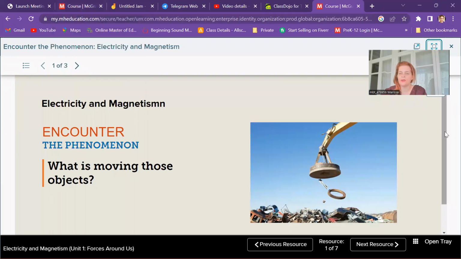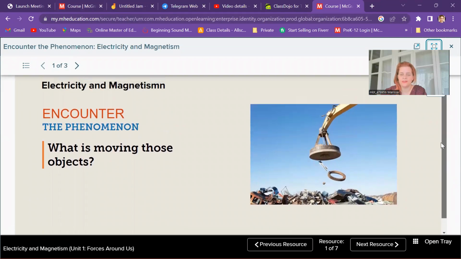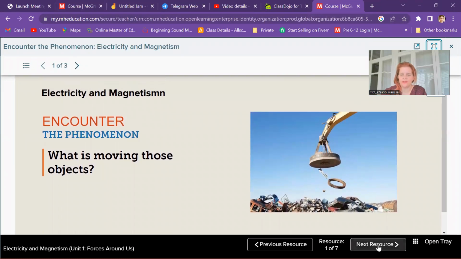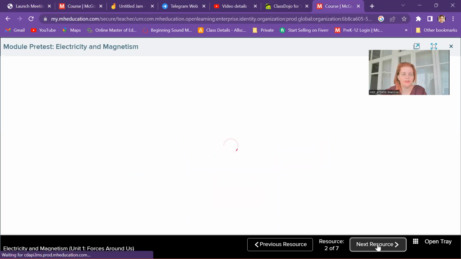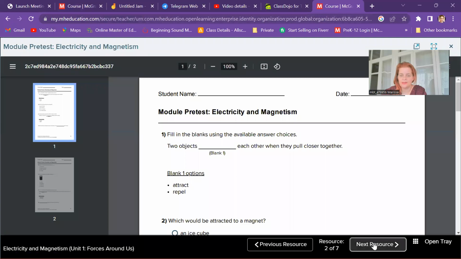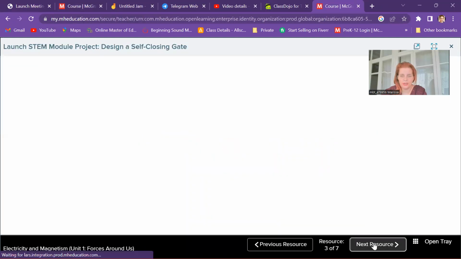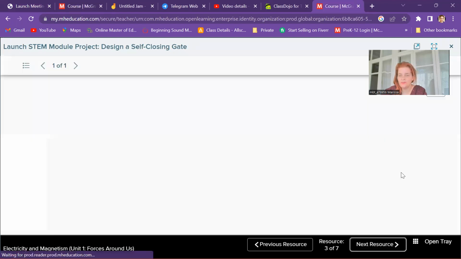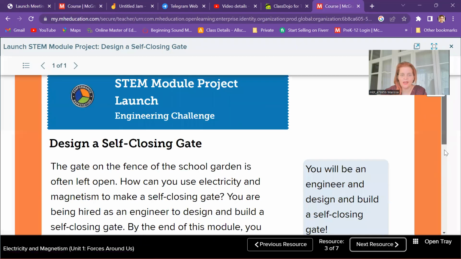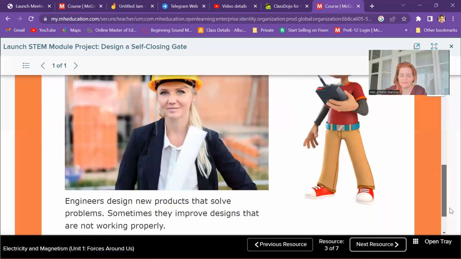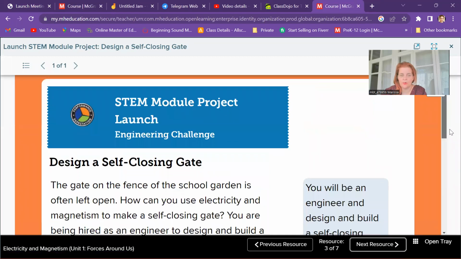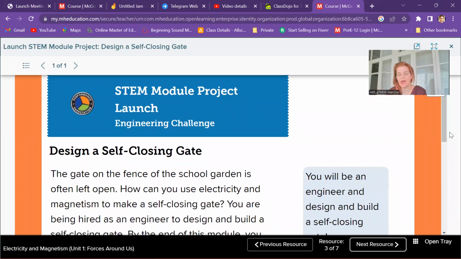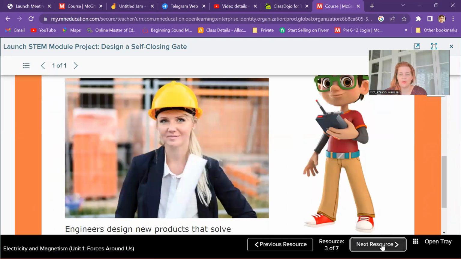Okay, are you back? Okay, so now it says, what is moving these objects? Do you know what's moving these objects? Let's see. Can we understand? So you're going to take a pre-test, and you get 2 chances for that. Your project for this one is to design a self-closing gate. This is going to be your end of project after the whole module is finished. We're not going to talk about that right now, though.